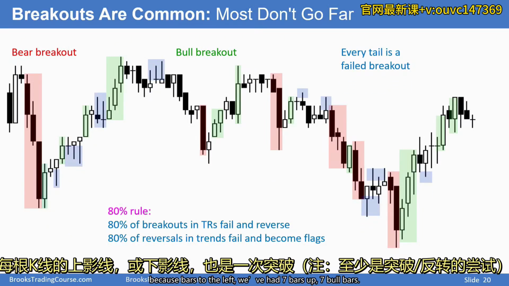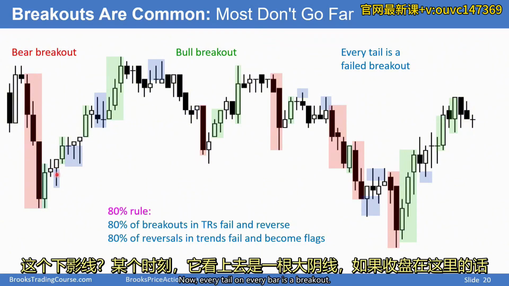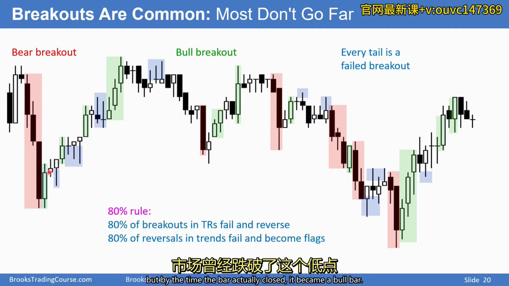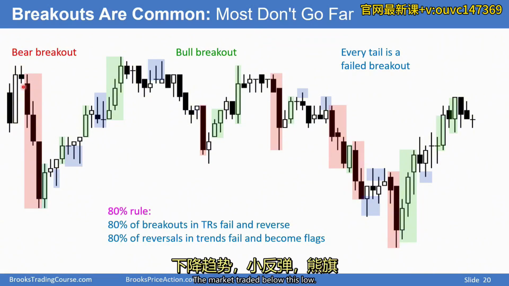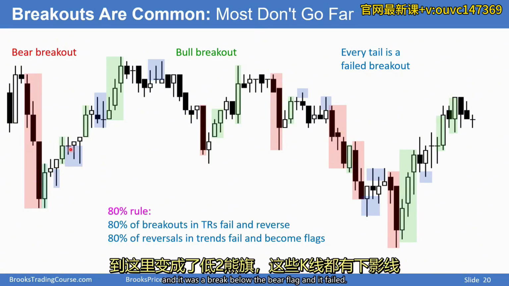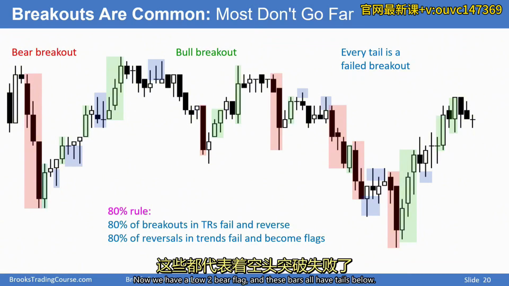Now, every tail on every bar is a breakout. This tail below, at one point, this was a bear trend bar with a close down here, but by the time the bar actually closed, it became a bull bar. The market traded below this low. We have a bear trend, small rally, bear flag, and it was a break below the bear flag, and it failed. Now we have a low 2 bear flag, and these bars all have tails below. That means they all represent failed breakouts.